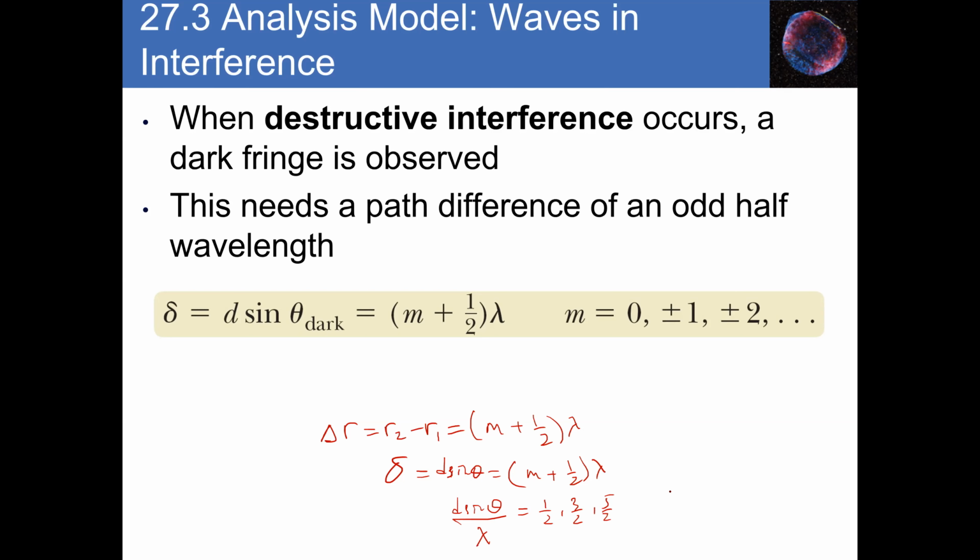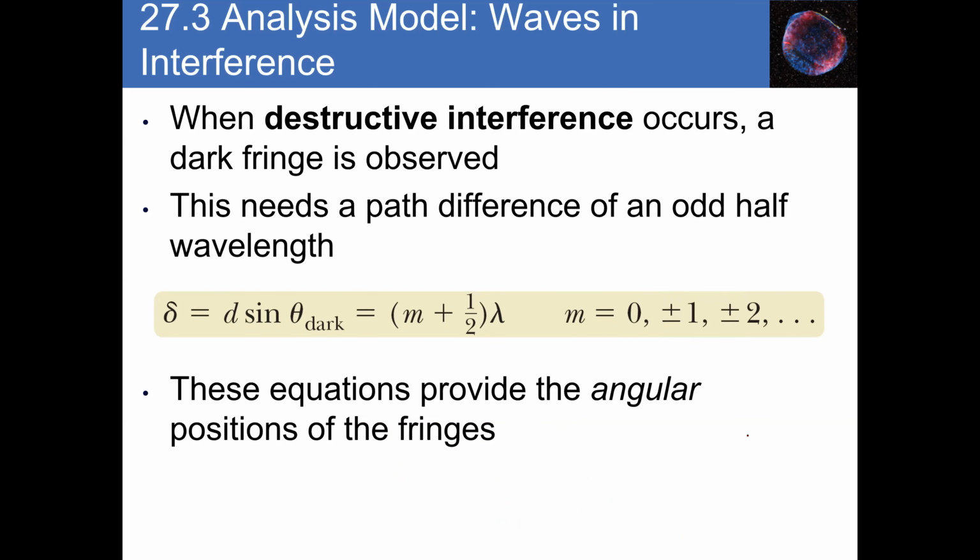So that's why. And what that means is whatever you get from the d sine theta over wavelength ratio, this ratio is m plus 1/2 on the other side. So that's what you're getting. That means m plus 1/2 equals 1/2 only when m equals 0, 3/2 when m equals 1, and so on and so forth.